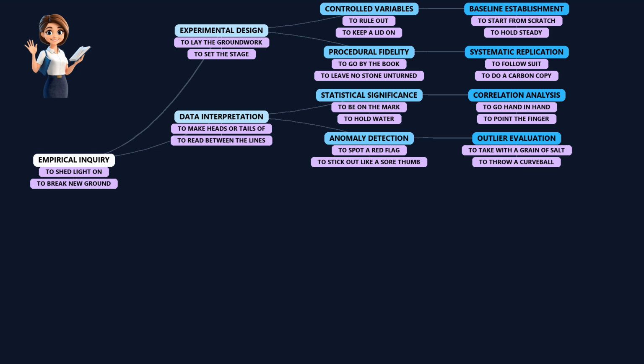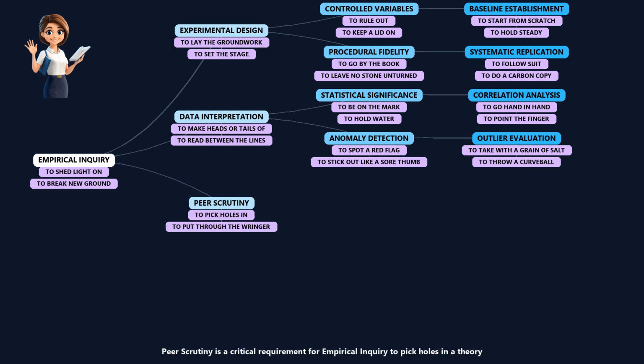Peer scrutiny. Peer scrutiny is a critical requirement for empirical inquiry to pick holes in a theory and put through the ringer every new claim. Effectively, other experts look at your work very carefully to try and find any mistakes.